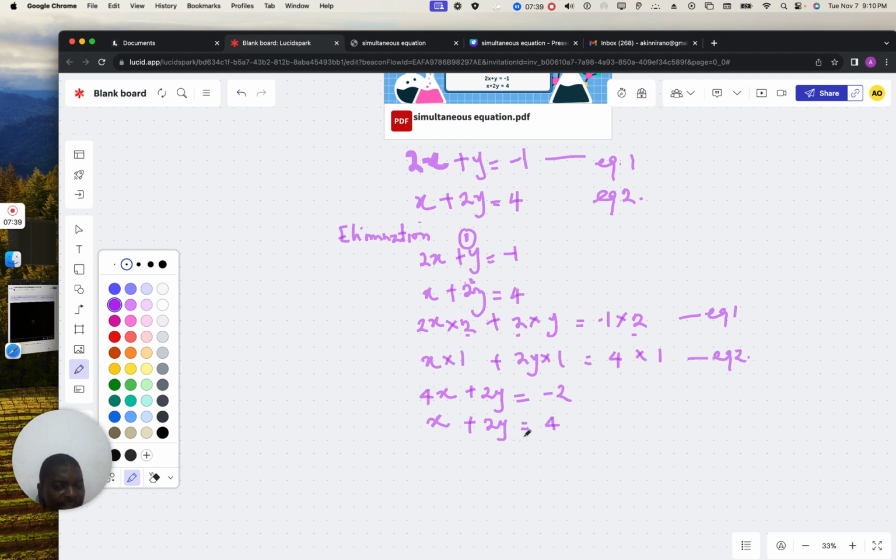Now, can you now see what they are trying to do here? This y, we are trying to eliminate the y out of it, so that we can now be left with x alone and solve the value of the x.